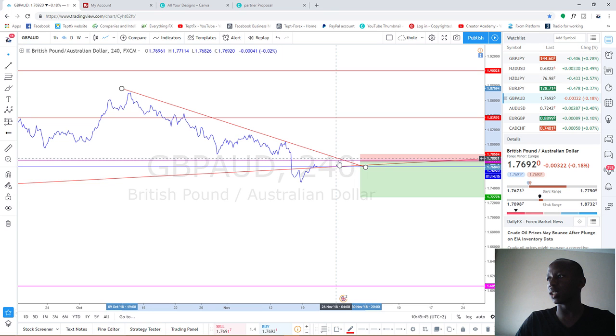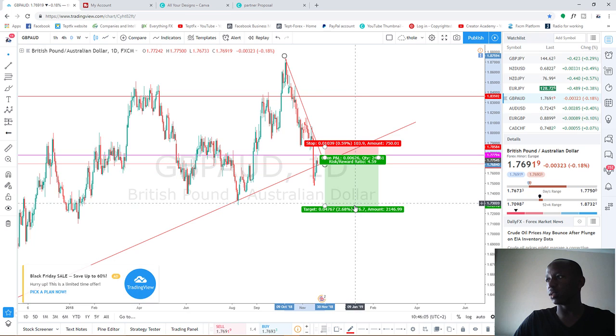This will be a great trade. As you can see, the target is a very high risk to reward. It will be very good. So I will be watching this one.